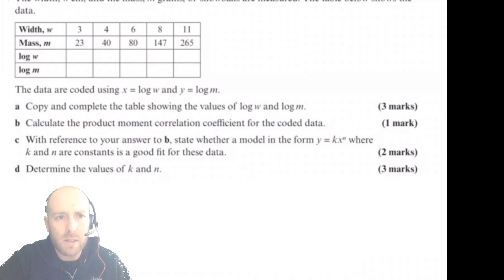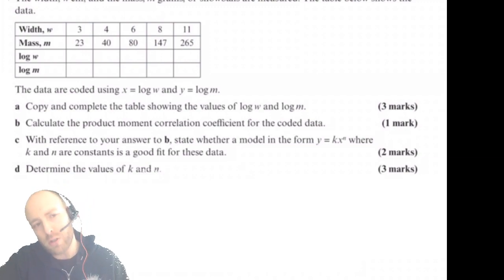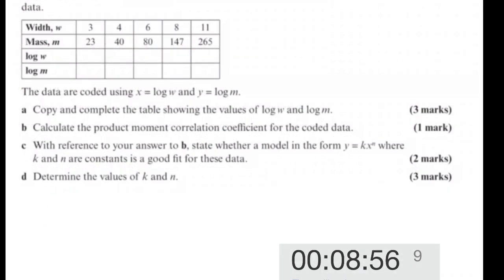So first of all, find these log values. You don't need to comment those. Calculate the PMCC for the log data, and then try and state whether the model's a good fit, and then determine what K and N are based on your regression equation that you find in part C. So give it a go, 9 minutes starting from now. Comment your correct answers when you got them.